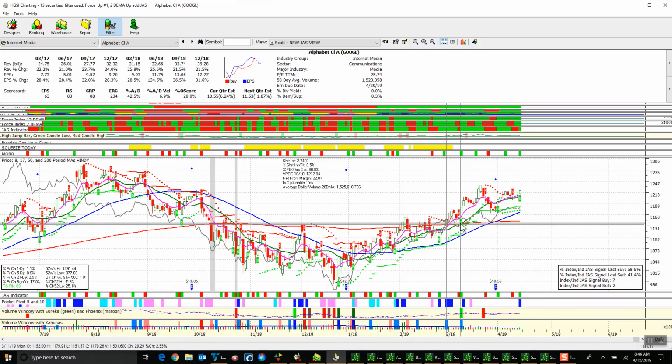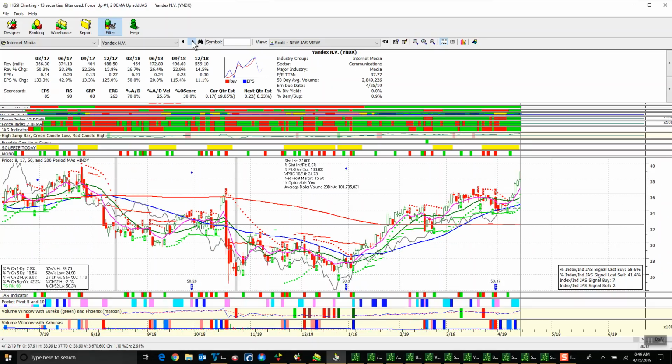Yandex, the Russian search provider, internet play. Look at all the kahunas down here. This is interesting to me. Now it broke out. The time to buy was my buy indicator here. Kahunas, my buy signifying a trend reversal, PSAR reversal the following day out of a squeeze. Is it gone too far? I think so. I probably wouldn't chase it.